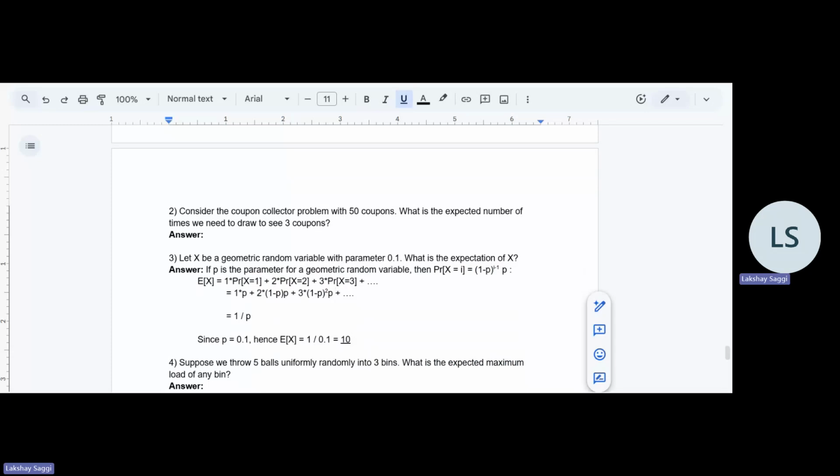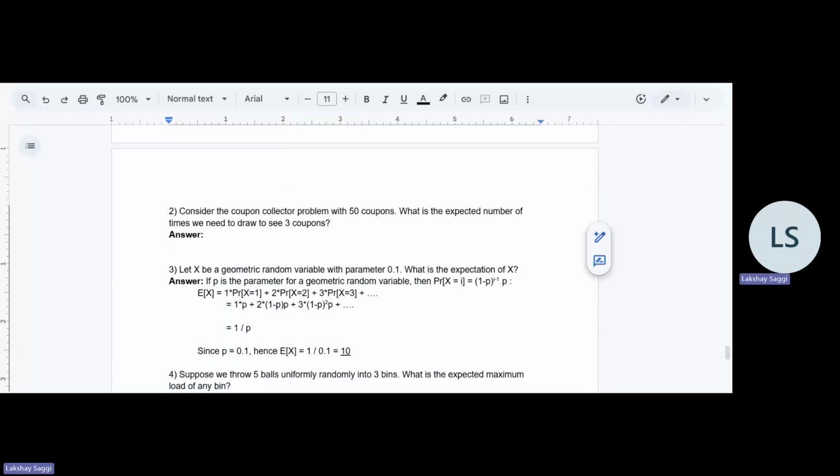Okay, if this is clear, then maybe we can move on to the second question. I wanted to do the third question first and the second later, although a similar problem was discussed in the lecture, because the second problem uses the same idea as the third. The second problem says: consider the coupon collector problem with 50 coupons. What is the expected number of times we need to draw to see 3 coupons? This is somewhat similar to what was discussed in the lectures. If you have seen the lectures and understood them, this problem should not be too hard.